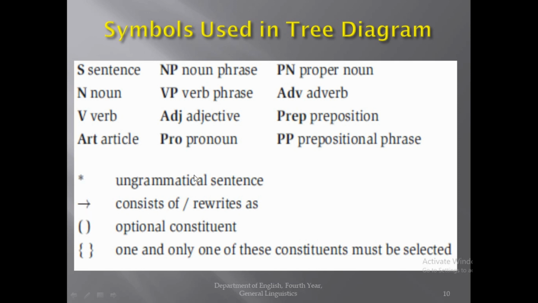This abstract represents a grammatical sentence. This arrow represents "consists of" or "rewrites as." These parenthetical brackets indicate optional constituents, and for these other brackets, one and only one of these constituents must be selected. Pay attention to these. They are important in terms of writing the phrase structure rules, or representing the tree diagram in phrase structure rules.